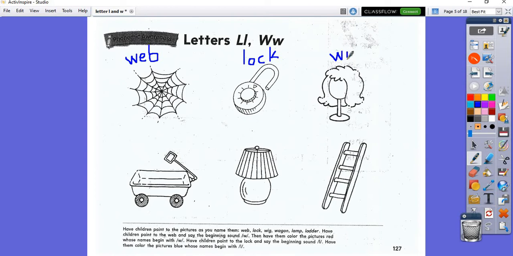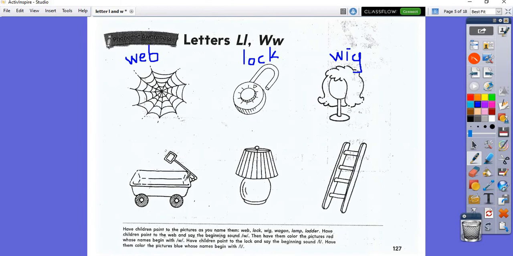Wah. Ih. G. Wig. Wig. Very good. Now, what picture is this? Who will tell me? Who will tell Miss Amna?